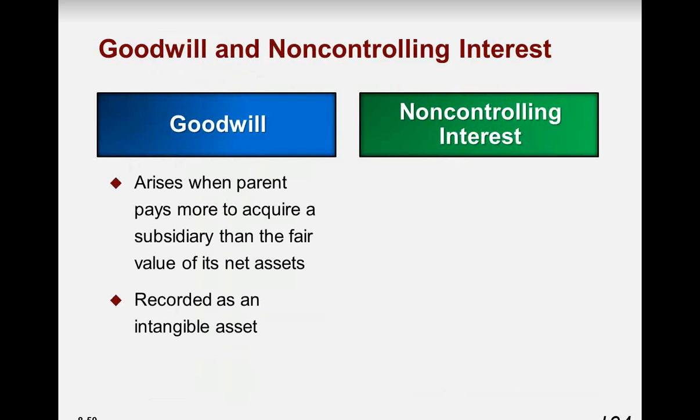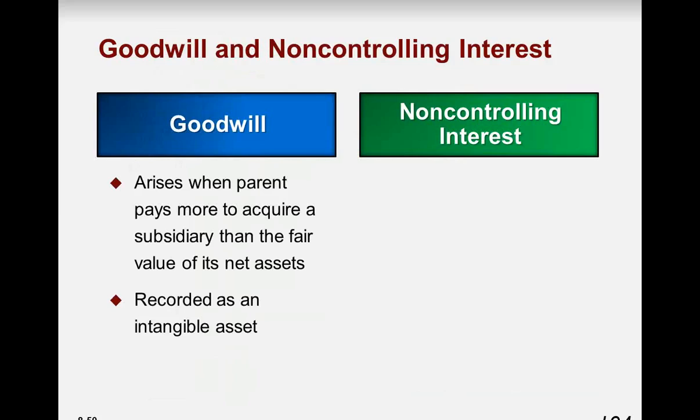You should have picked up on goodwill in Chapter 7 as well. Goodwill arises when the parent pays more to acquire a subsidiary than the fair value of the net assets, and it is recorded as an intangible asset. You learned that goodwill is reviewed annually to see if its value is still as stated on the balance sheet, and if it's not, then you write it down at that point in time.